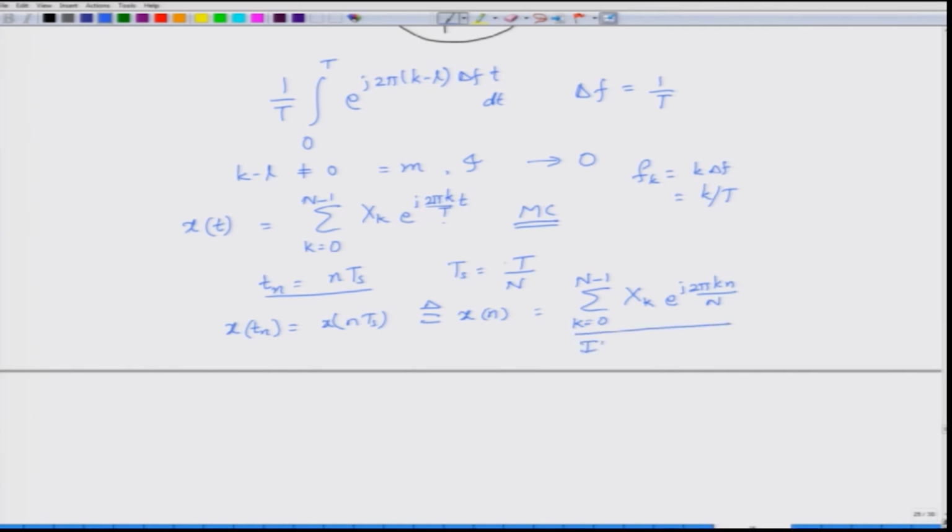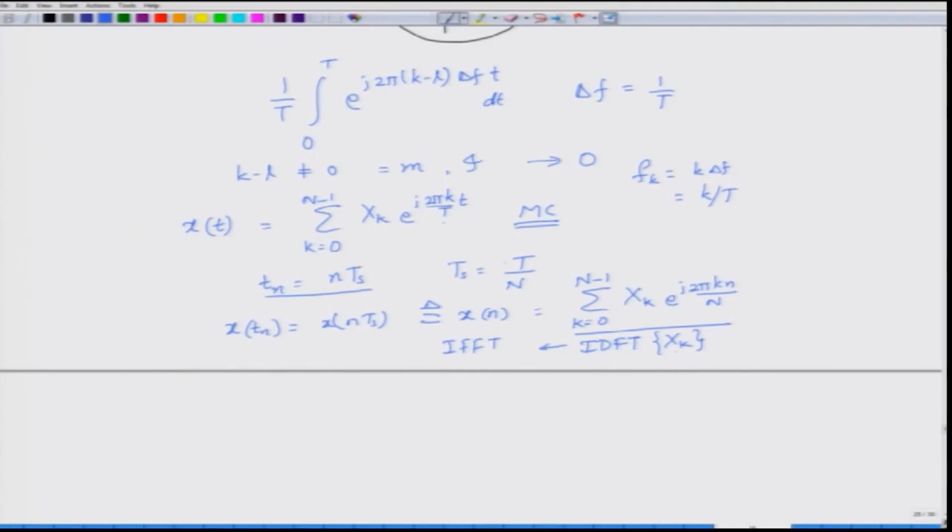This is nothing but the IDFT of the sequence xk. IDFT can be computationally implemented using IFFT. So, what you get as the time samples that you are transmitting from transmitter to the receiver are simply the IFFT of the sequence. When these samples go through the fiber, the fiber impulse response will convolve with the samples of the signal x of n, and what you get would be the output sequence y of n.